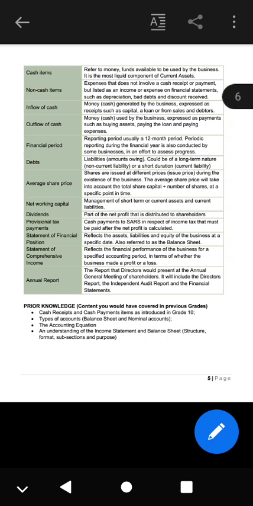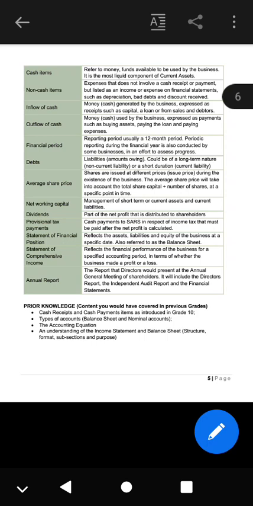Okay, and then we also have non-cash items. These are expenses that do not involve a cash receipt or payment, but are listed as an income or an expense on the financial statement, such as depreciation, bad debts, discount received. All these we consider to be non-cash items. Why? There is no receipt or payment. They do not involve any receipt and payment. And non-cash items are not to be recorded in the cash flow statement.